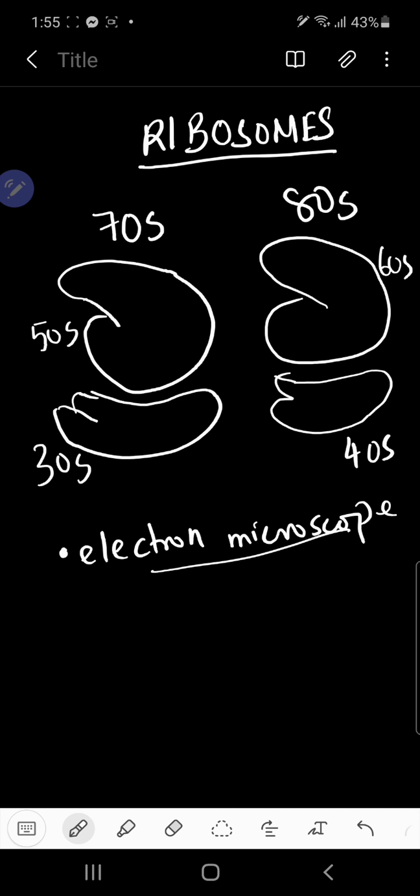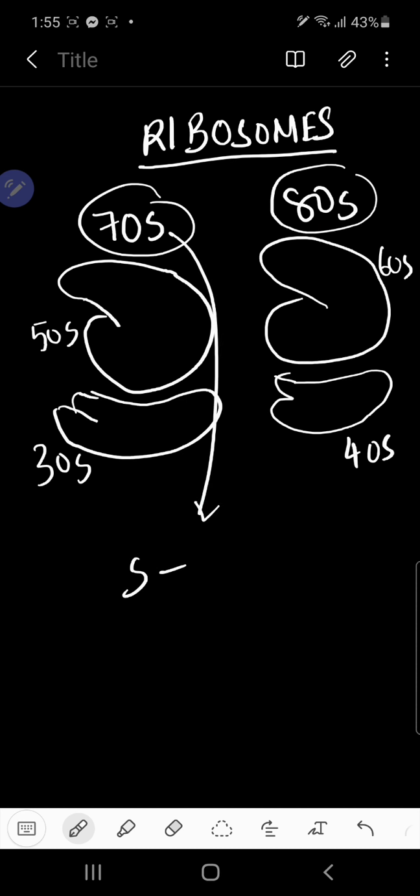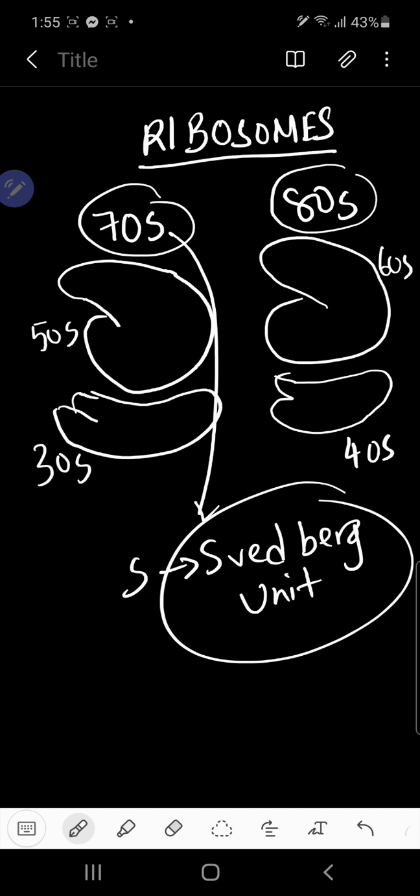Okay, so now we need to understand the difference in ribosomes in eukaryotic and prokaryotic cells. There are two types of ribosomes, 70S and 80S. At first, what does this S stand for? This S actually stands for Svedberg unit. So what does this Svedberg unit actually mean? At first, let's understand that the 70S ribosomes are the ones usually found in prokaryotic cells, and 80S ribosomes are found in eukaryotic cells.